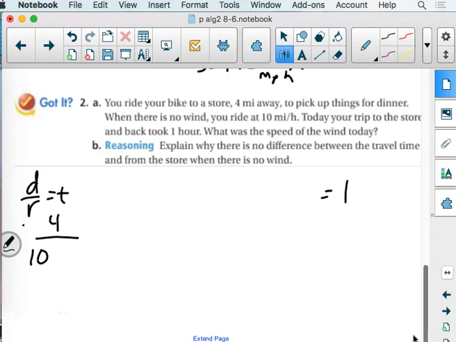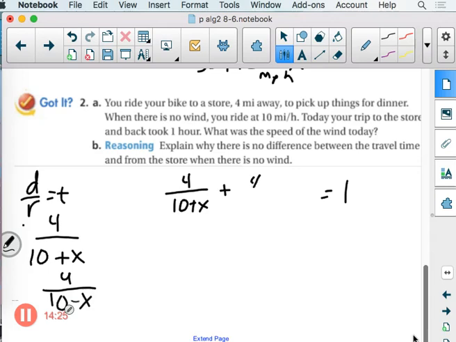On the way there or on the way back, the wind was with you, right? So how did that affect your 10 miles per hour? You added it, yep. And then on the return trip, what happens to your 10 miles per hour? Yes, it meets that resistance of the wind. So, much nicer numbers on this one. Multiplying by 10 is always nice.